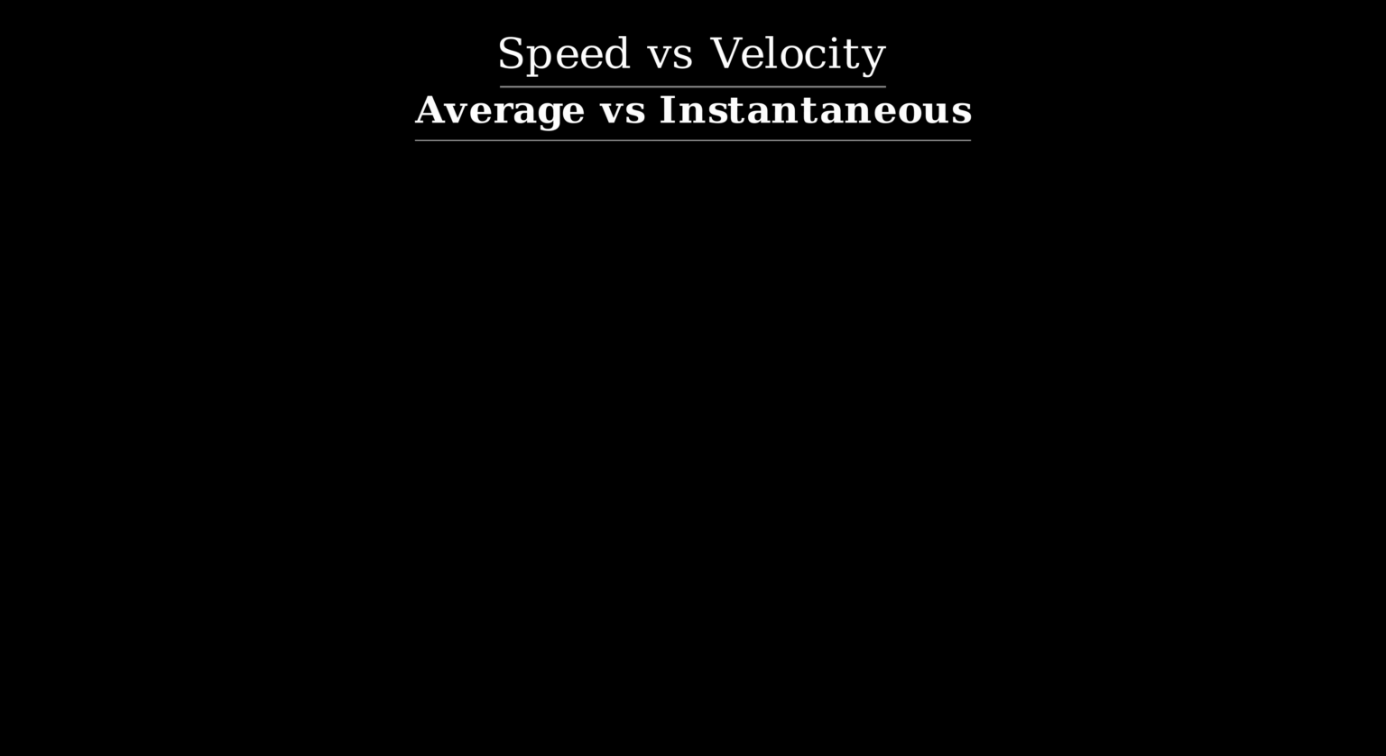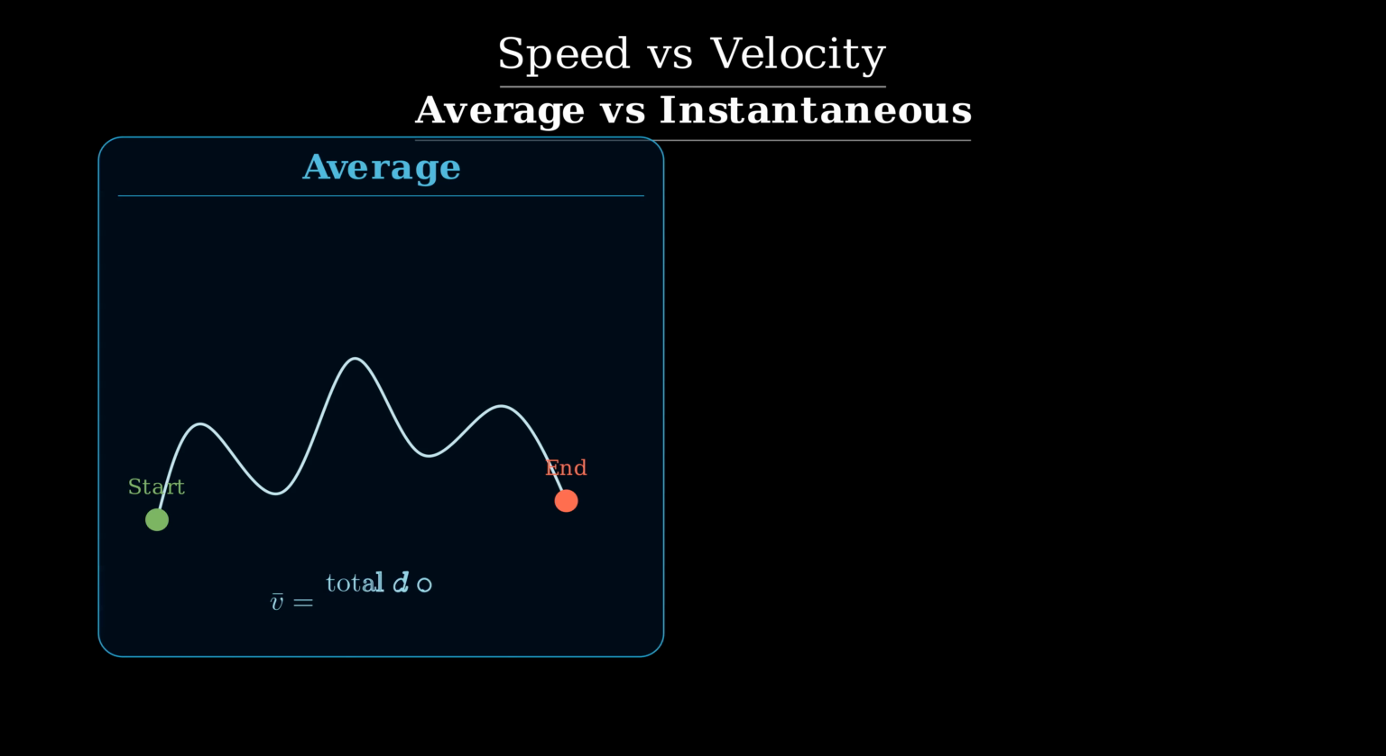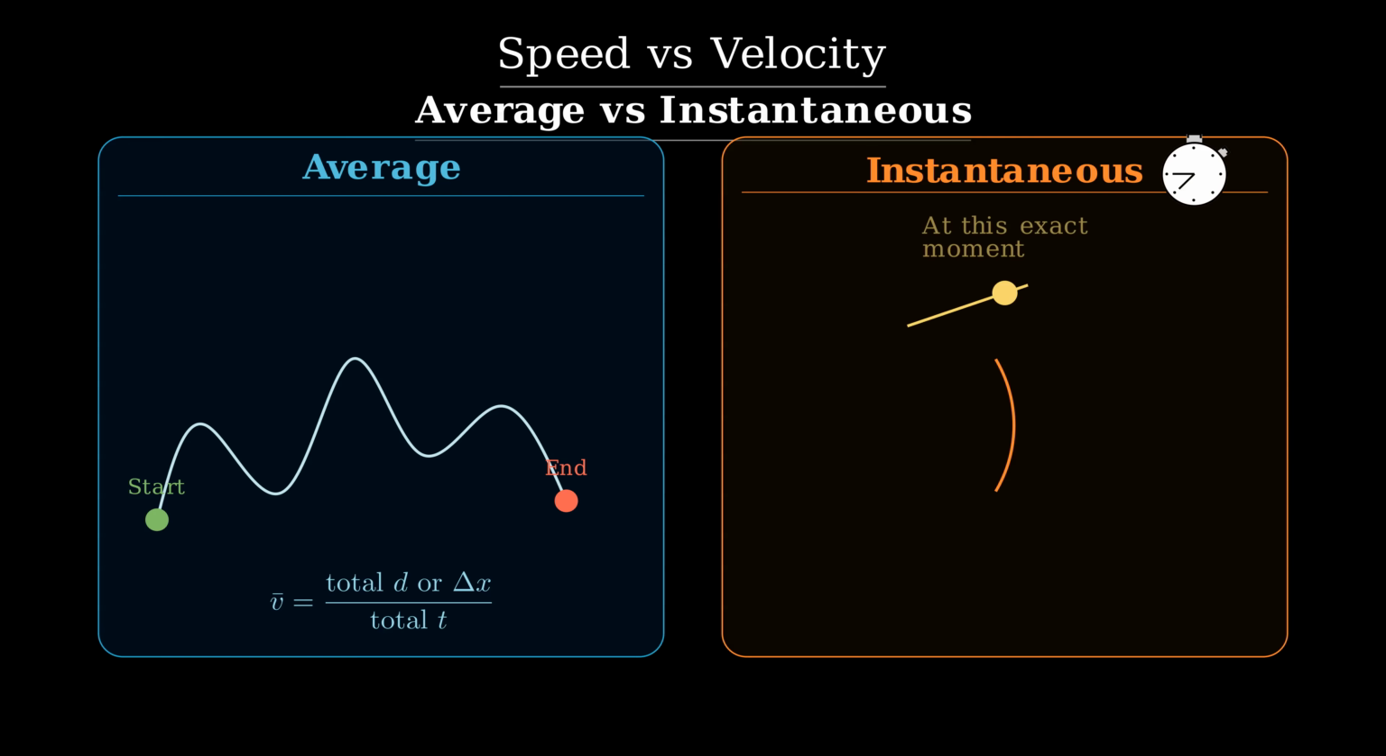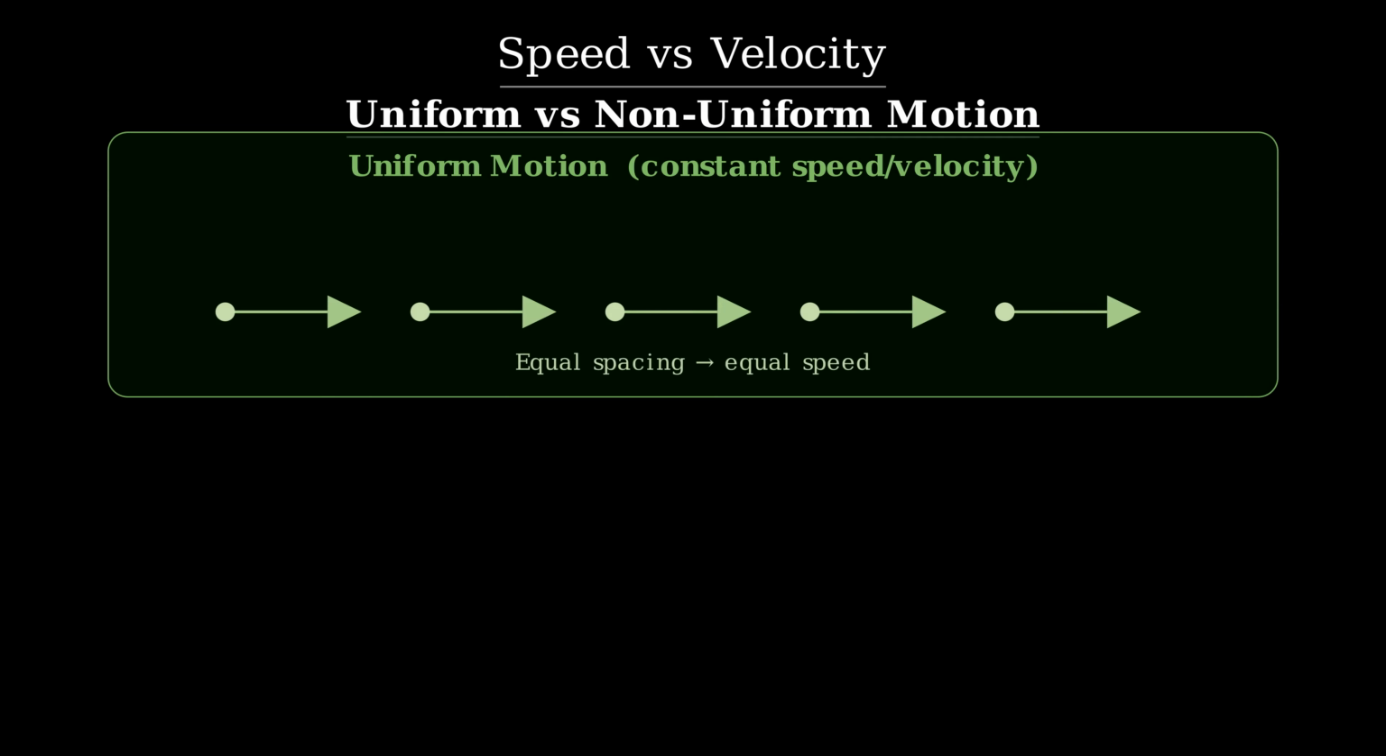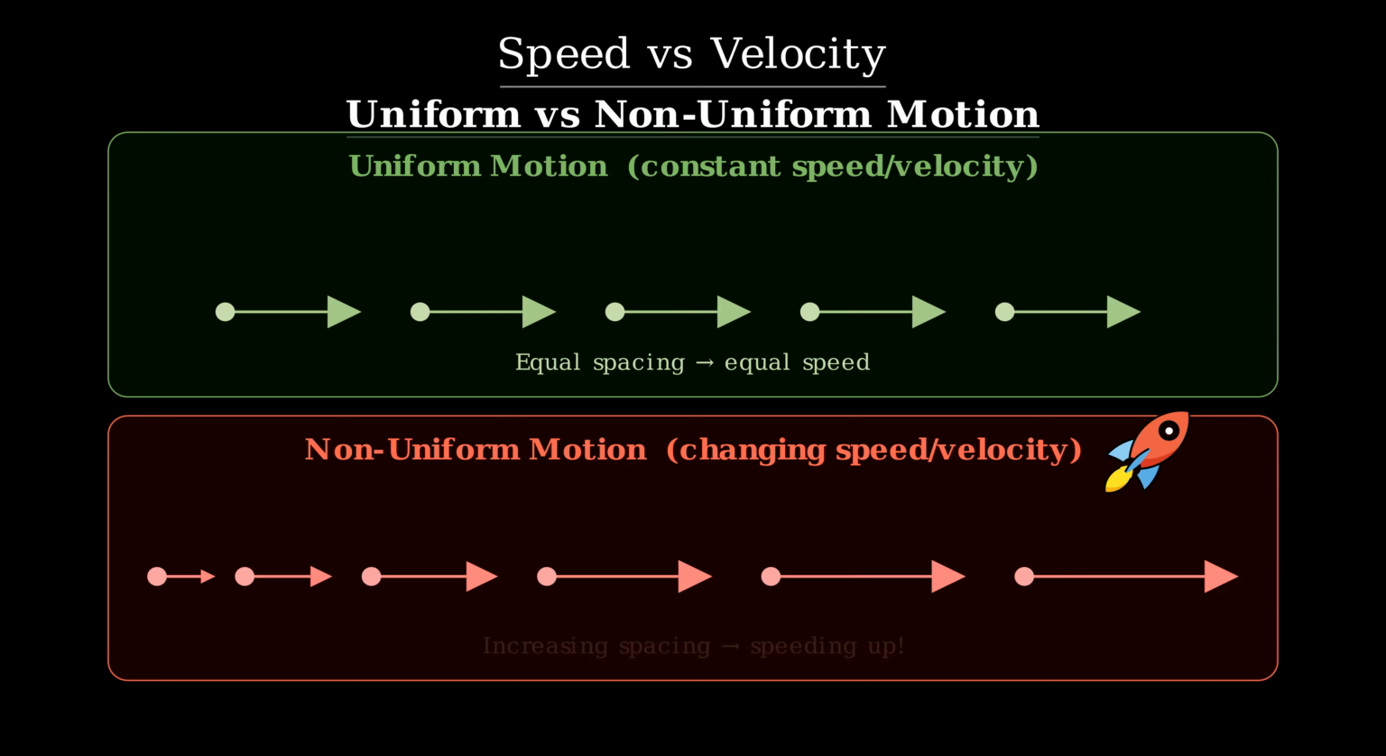We also distinguish between average and instantaneous. Average speed or velocity is calculated over an entire journey. Instantaneous is the speed or velocity at one specific moment. Finally, motion can be uniform, meaning constant speed or velocity, or non-uniform, meaning the speed or velocity changes.